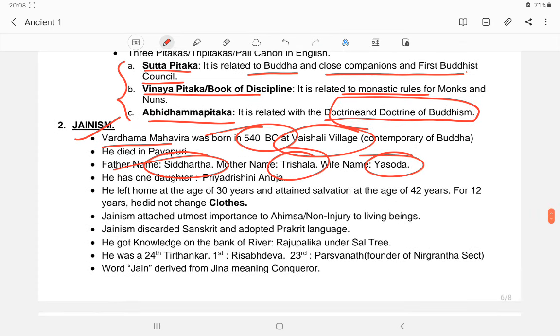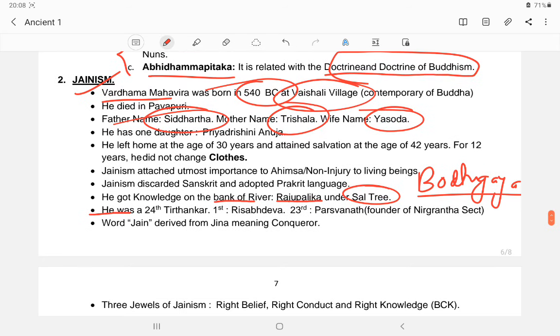Then Buddha left in search of truth, and he attained enlightenment under the sal tree at Rajabalika. Buddha's place is Bodh Gaya. Mahavira also attained enlightenment at Rajabalika, while in Buddhism, Buddha is the first, and in Jainism there are 24 Tirthankaras.